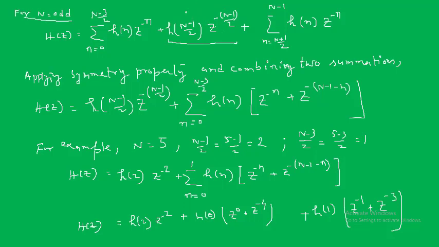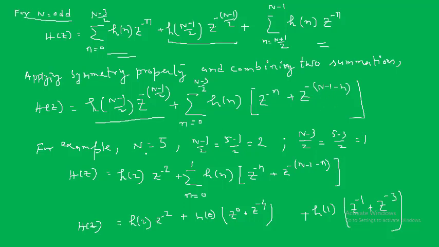So this one we can take outside separately, h of (n minus 1) by 2 z to the power minus (n minus 1) by 2. Then we can add up these two because of the symmetry. Earlier we have seen that for a filter to be linear phase, we should have a symmetry. So following that we are having this kind of symmetry.